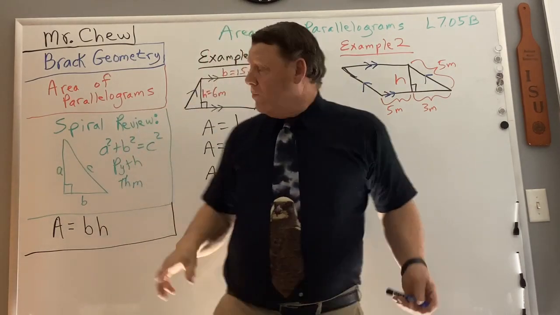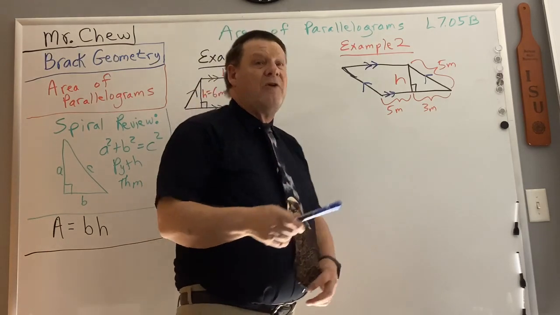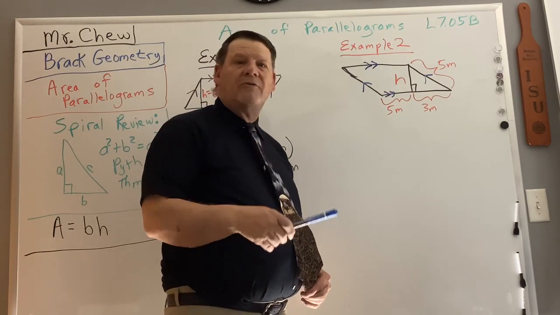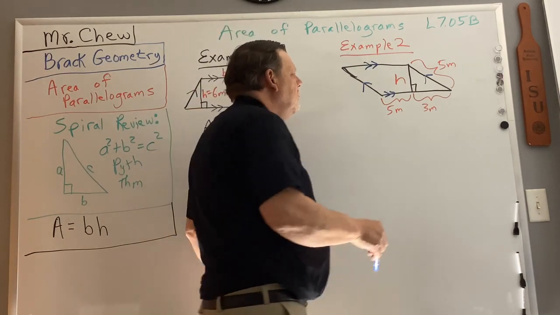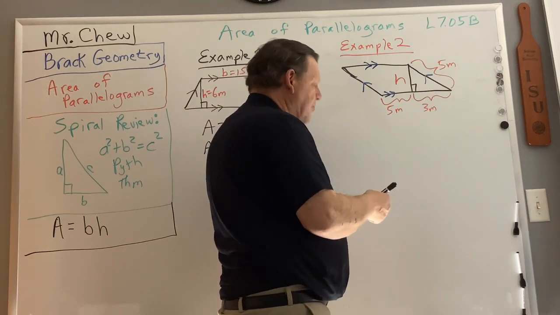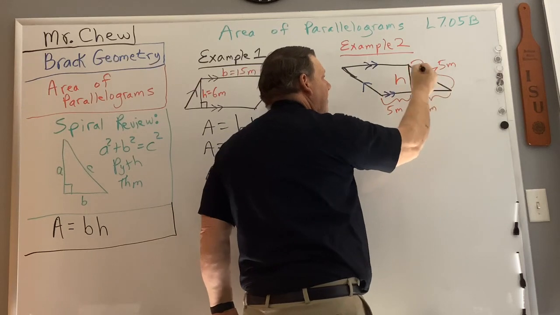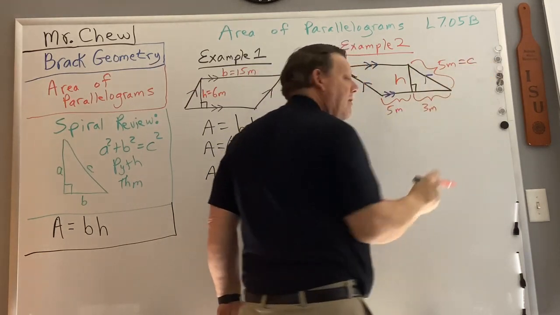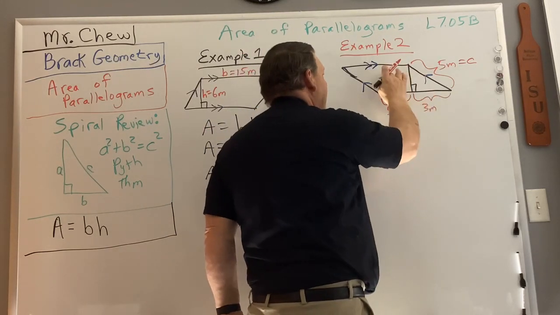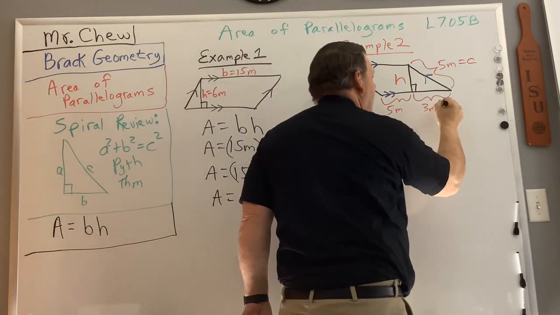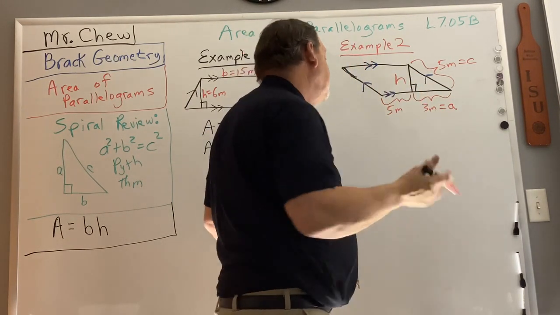So I have to come back to the spiral review, because the Pythagorean theorem is a very important theorem in algebra and geometry. Carpenters use it all the time. So in this particular triangle right here, this is my C. How do I know that's C? It's the side opposite the right angle. And then this will be A and this will be B. It doesn't matter which one. We'll call this one A, and then we'll have an h here where the B is.